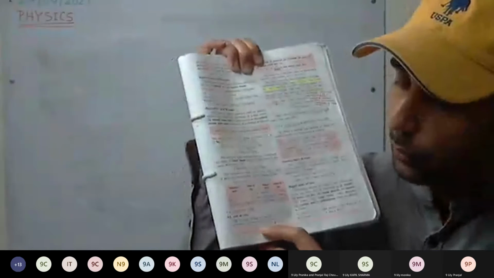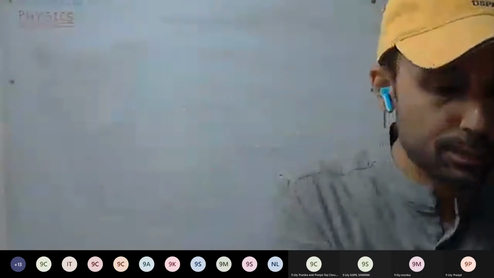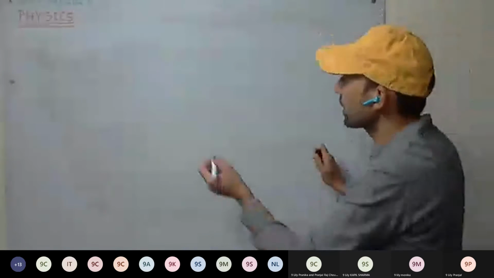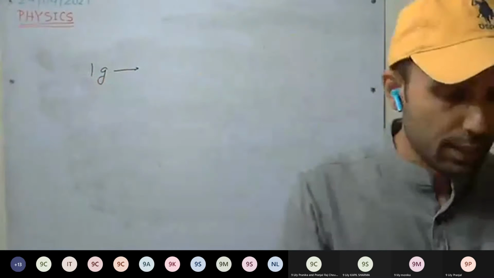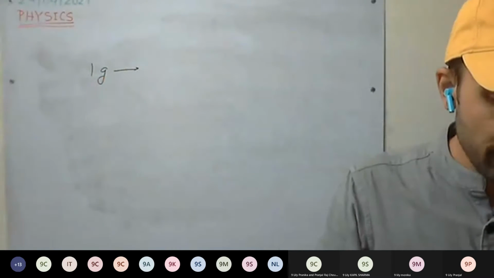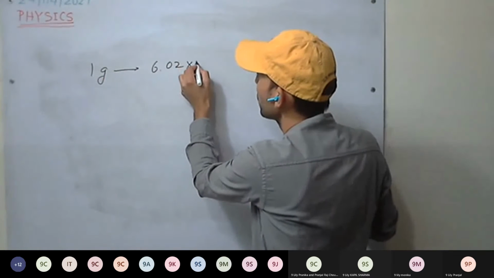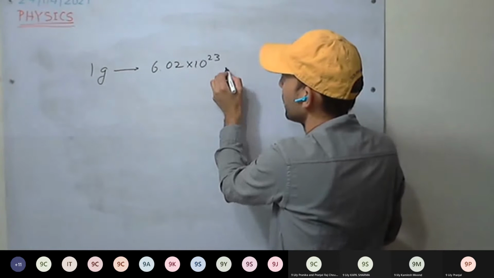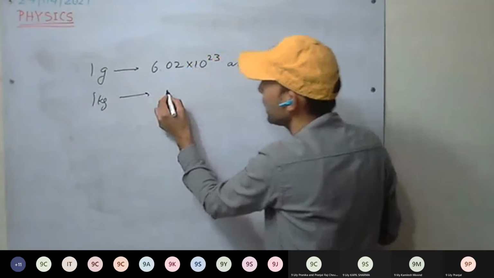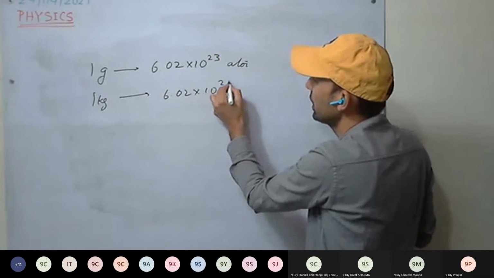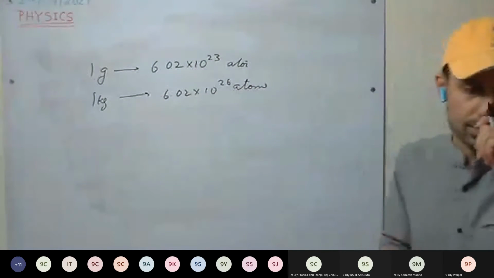One more correction. If it's old book, then here per gram atom. So here in 1 gram, number of atoms is how much? 6.02 into 10 raised to power 23. These many atoms. In 1 kg, these will be 6.02 into 10 raised to power 26 atoms. This is Avogadro number. Okay.